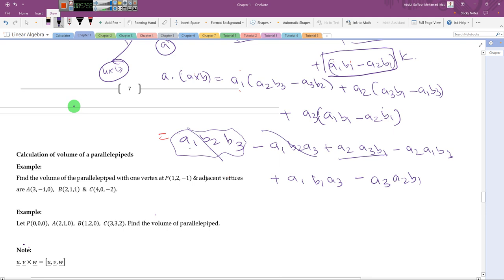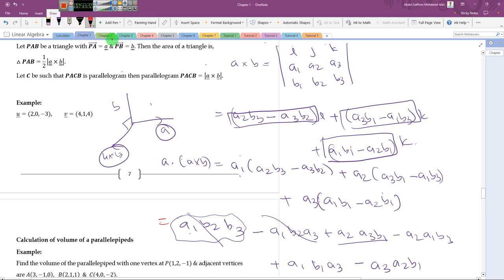Let's say this is A and this is B, and we have to find a vector perpendicular to the plane in which the vectors A and B are lying. That vector can be obtained by the cross multiplication of these two vectors, so u cross v. This is how we express the cross product. It will be a 3 by 3 matrix having i, j, k as the first row and the components of u and v in the second and third rows respectively.